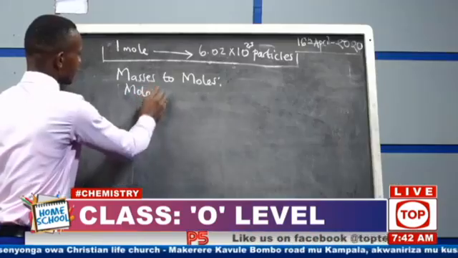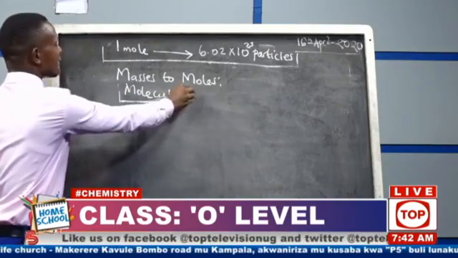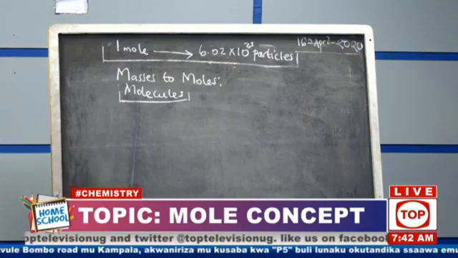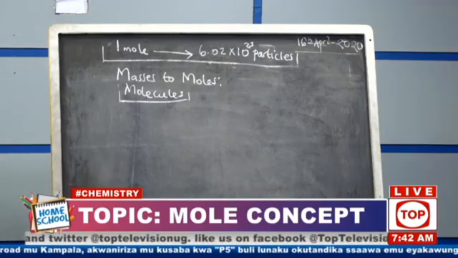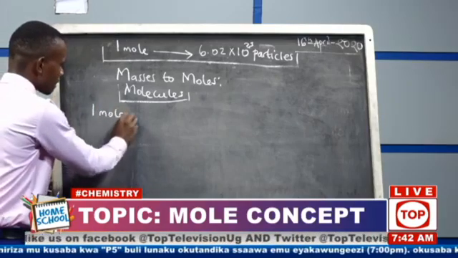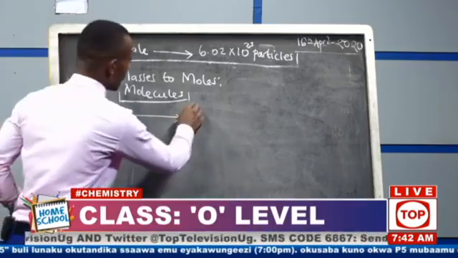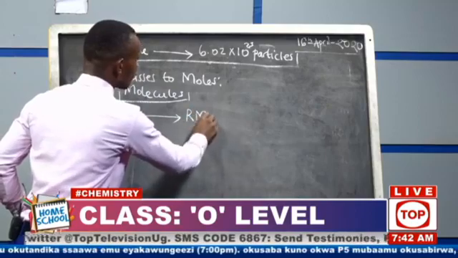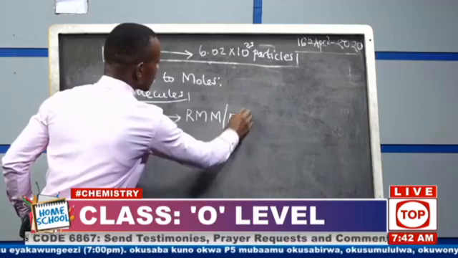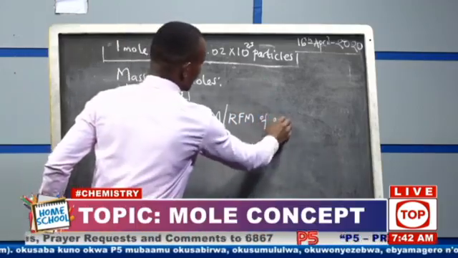Now we want to look at molecules. We have looked at an atom. Let us look at molecules. An atom is just one, but molecules contain very many atoms, and we shall say 1 mole is equivalent to the relative molecular mass or relative formula mass of a given compound.